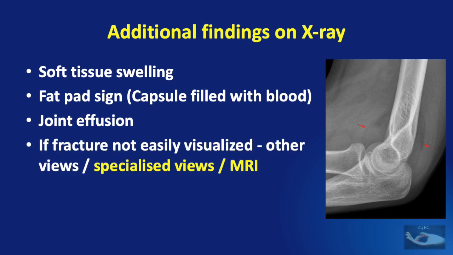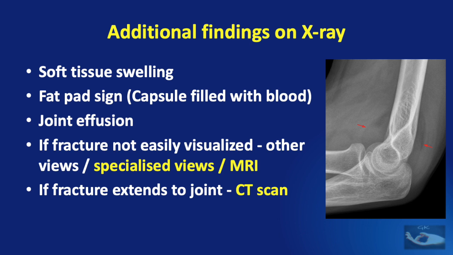Even with all these, if the fracture is not easily visualized, other views or specialized views may have to be ordered for, or an MRI can be done. If the fracture extends to the joint, it is preferable to do a CT scan.